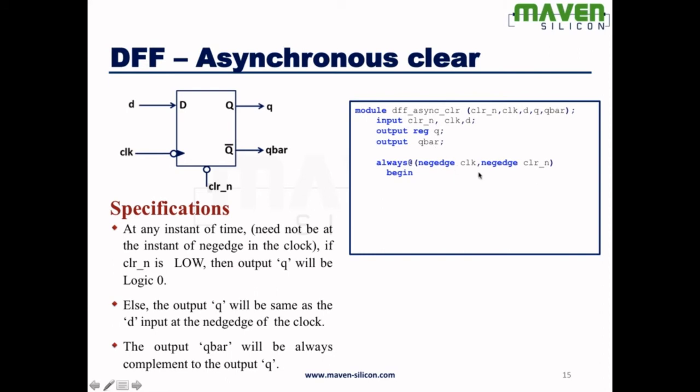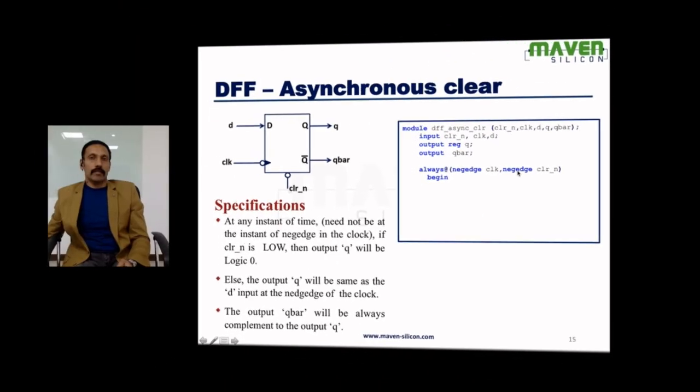Again, to define sensitivity list, look at the diagram. So here, clock has bubble, which means clock is active low. So instead of posedge clock, I have to say negedge clock. Remember this. So here, clock has bubble. So I am defining it as negedge clock, comma, negedge clear. So here clear is asynchronous, so it has to be part of sensitivity list. And clear also has bubble, so we have to say negedge.